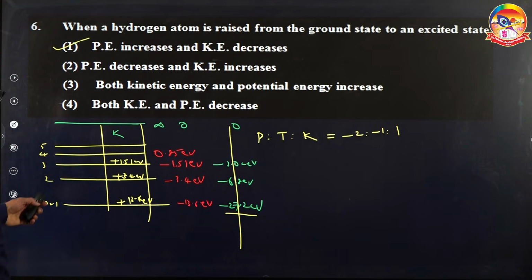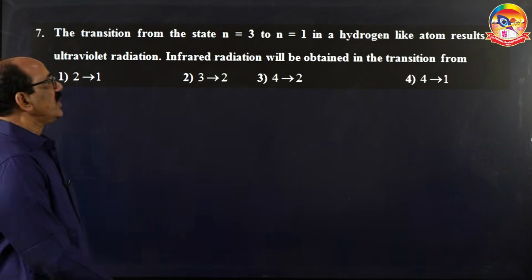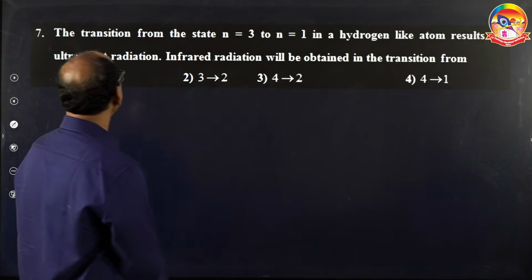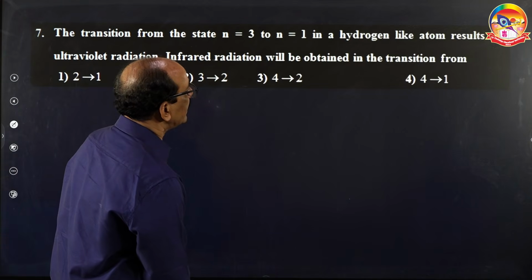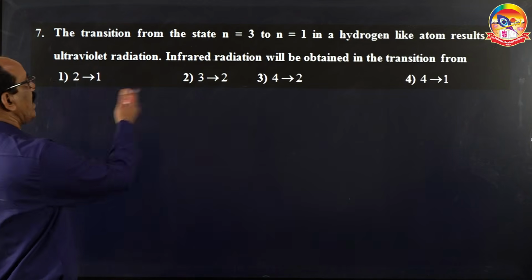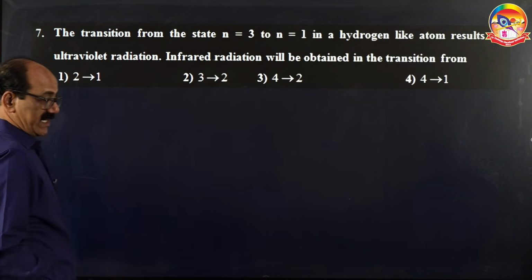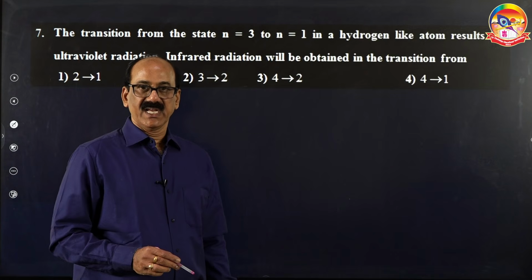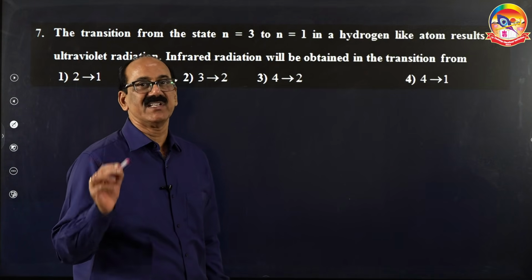Okay. Then let us go to the next problem: the transition from n is equal to 3 to n is equal to 1 in a hydrogen atom results in ultraviolet radiation. Infrared radiation will be obtained in the transition from, some options are given. Let us check. We know that when electrons get de-excited from a higher energy level to a lower energy level, a photon whose energy is equal to the energy difference between the energy levels is given.